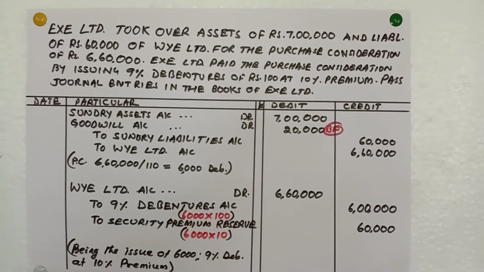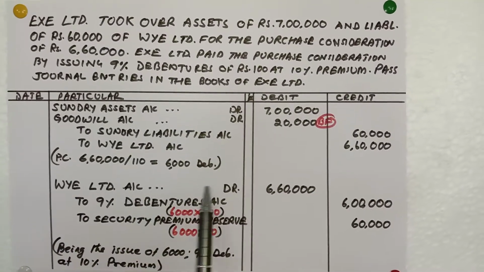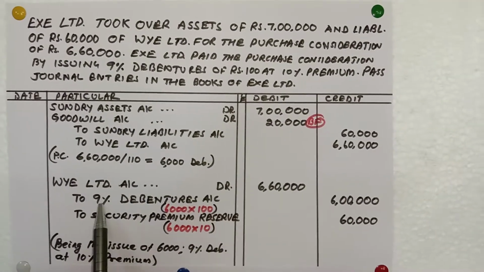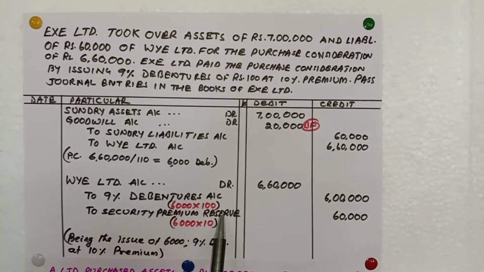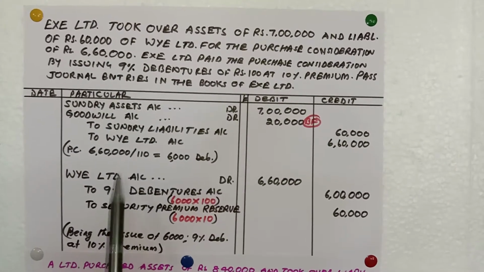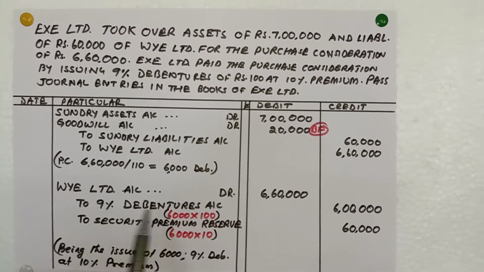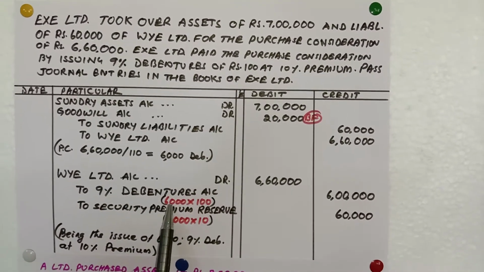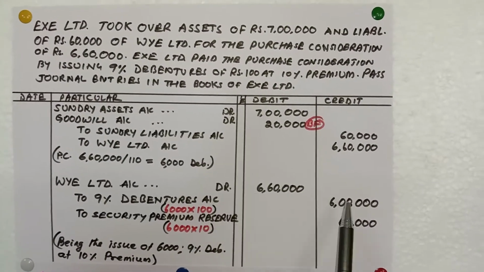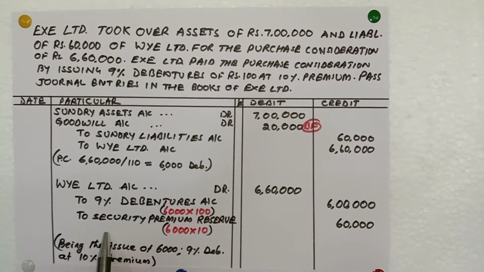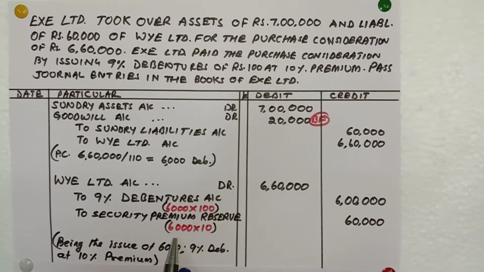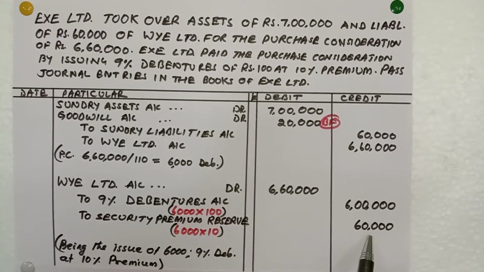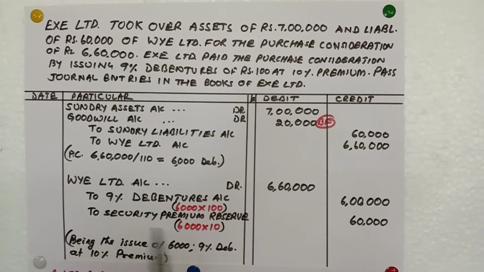Then second entry, how to write? Y Limited account debit, that is purchase consideration, to 9% debentures, to security premium. 9% debenture, why? Because the debentures are fetching 9% as interest. Now how many debentures do we have? 6,000 debentures. That's why I told 6,000 into 100 rupees cost, so 6 lakhs. Then for security premium reserve, 6,000 into 10 rupees, which is 10% of 100. So this goes as 60,000 rupees. So this is the journal entry.